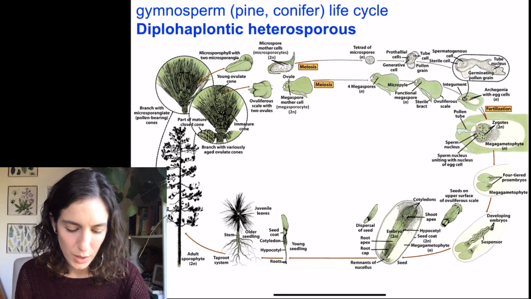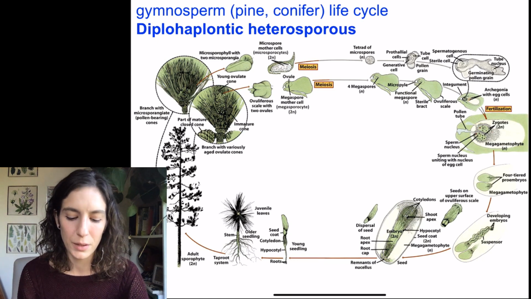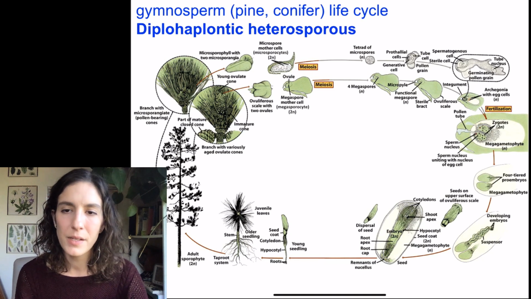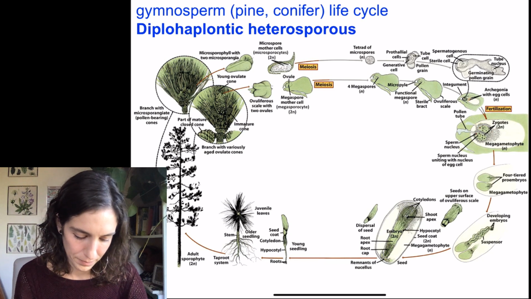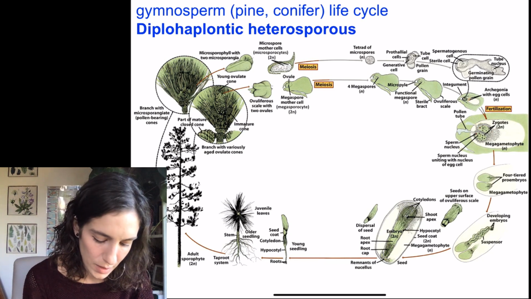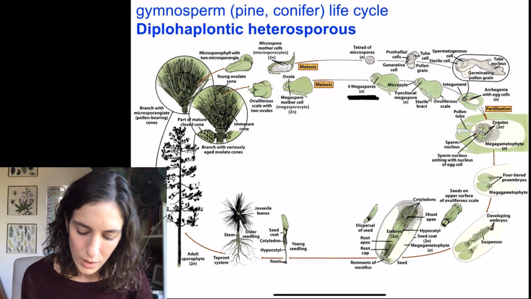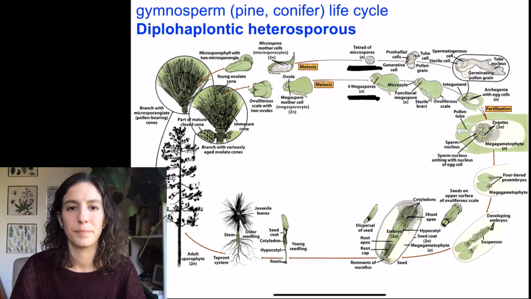I just wanted to remind you that this is our good old-fashioned diplohaplontic life cycle, and again, we're seeing heterospory because we have two different types of sporangia. We've got the sporangia that will produce megaspores, and then we have the sporangia that will produce microspores. Okay.